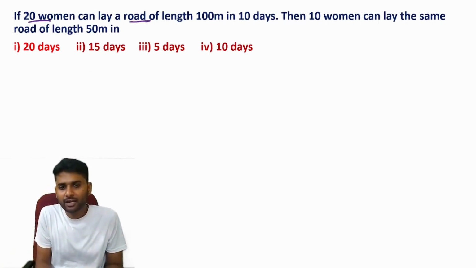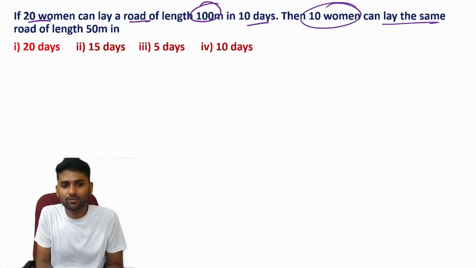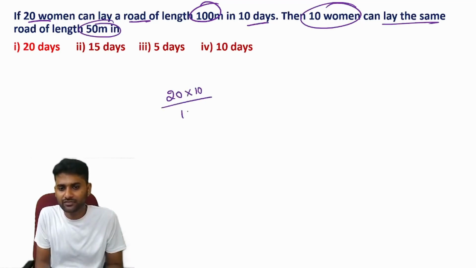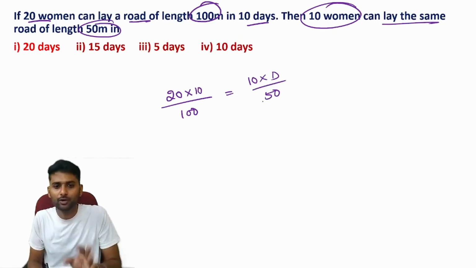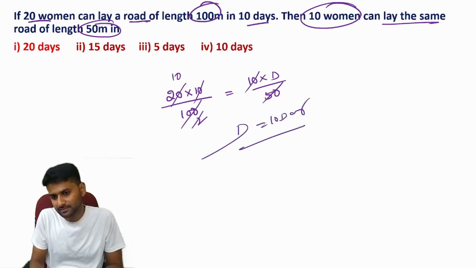If 20 women can lay a road length of 100 meters in 10 days, 10 women can lay the same road length of 50 meters. 20 women, 10 days, here the length of the road is 100 meters. Now 10 women, how many days does it take? Now we need to construct only a 50 meter road. Go through the calculation. It's exactly 2 times. It is exactly 10 times. So it takes only 10 days.